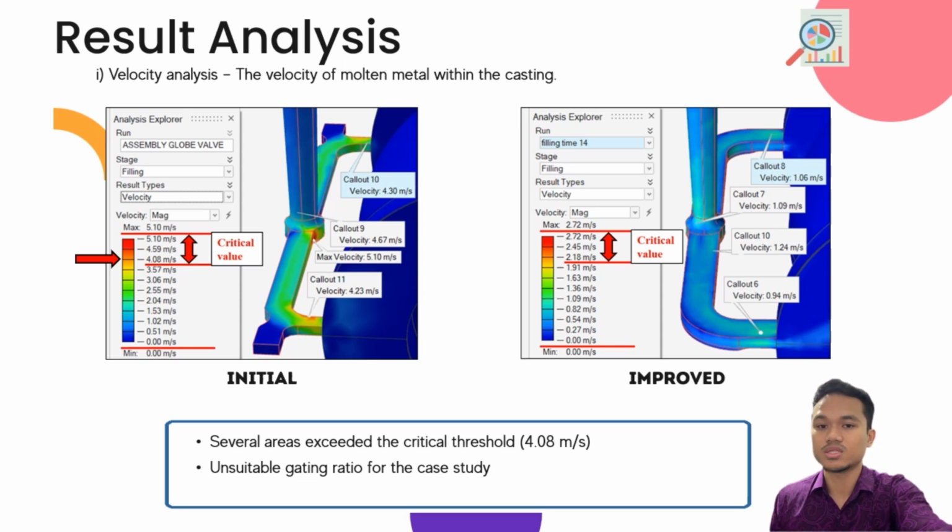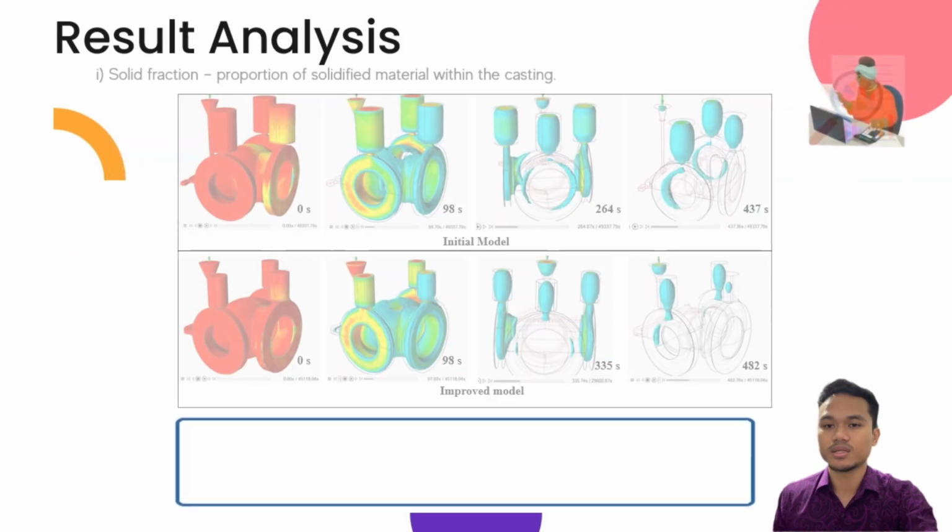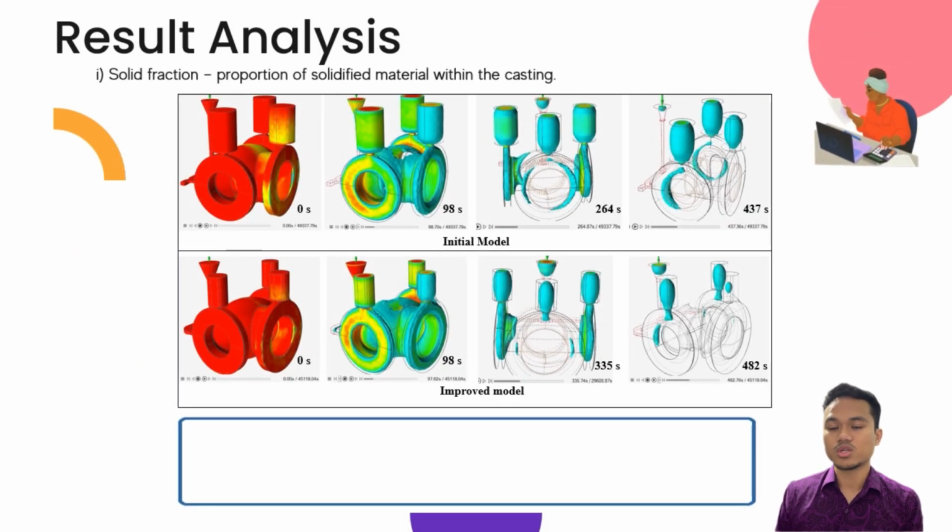So I changed the gating ratio. I changed the gating configuration from pressurized to unpressurized, which is different gating ratio. And as you can see in the improved model, all the pinpoints were below the critical threshold of 2.18 meter per second. For the solid fraction during solidification, it is a proportion of solidified materials within the casting.